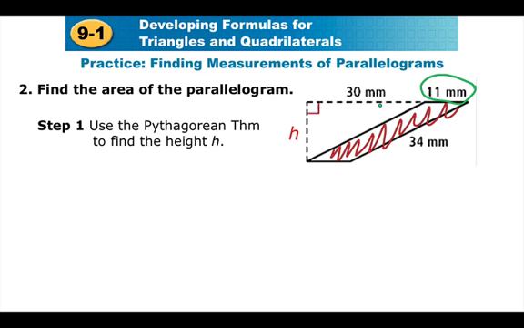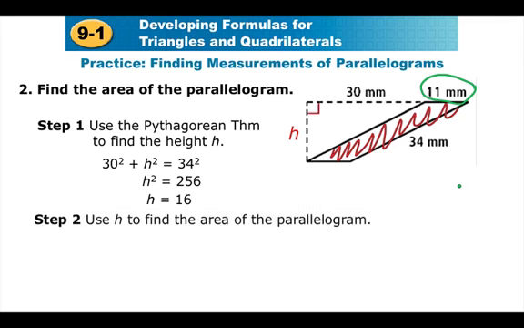Hence, we have a right triangle here. This is 34, the hypotenuse. So that's why I apply the Pythagorean theorem. You should be able to follow this pretty easily. And then at this point, I know that I get h is equal to 16. Now that I know my base and the height, I can apply the formula. And this is the answer. 176 square millimeters. Number 3.